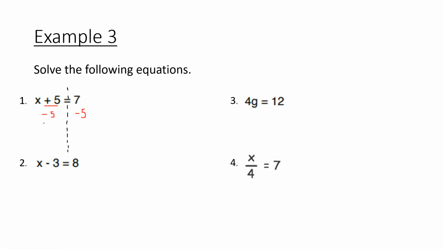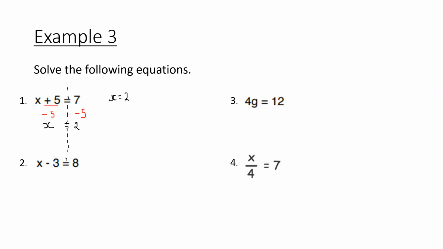And that means we're left with x on this side, on its own, equals 7 take away 5, which gives you an answer of 2. So therefore, your answer to this question is x is equal to 2. Let's go on to question 2.